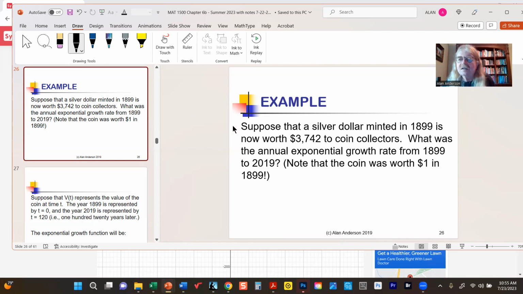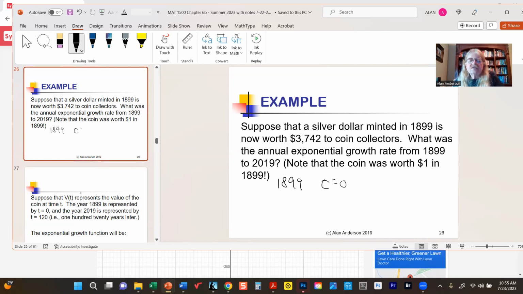So this one is still good, but we're going to sell it to a collector for $37.42. What was the annual growth rate of the value of this coin? And here's a hint: in 1899, it was worth $1. Now it's worth $37.42, and that sounds like a lot of growth. But remember, it's been 120 years. So keep in mind that we're going to let 1899 be t0.